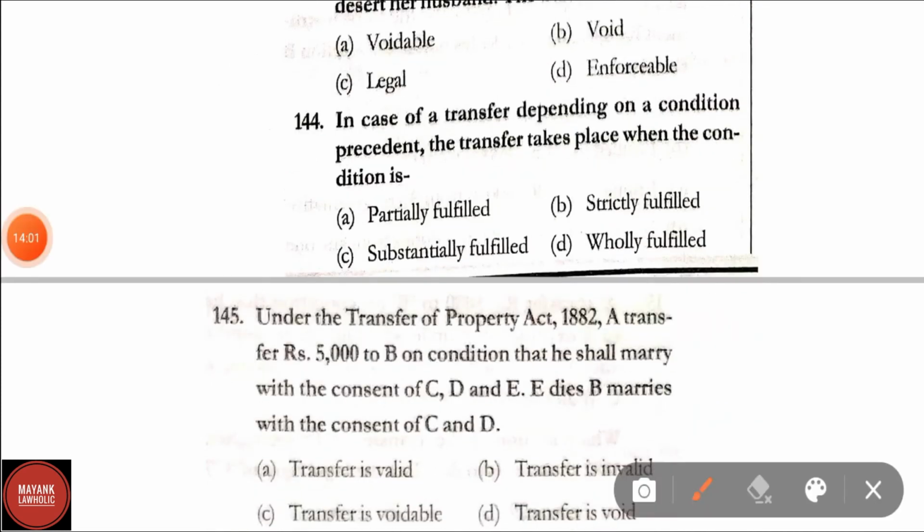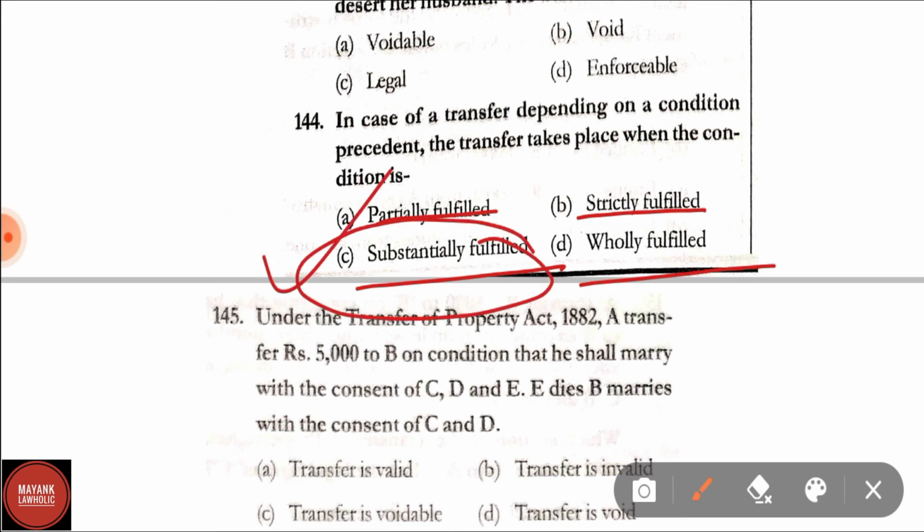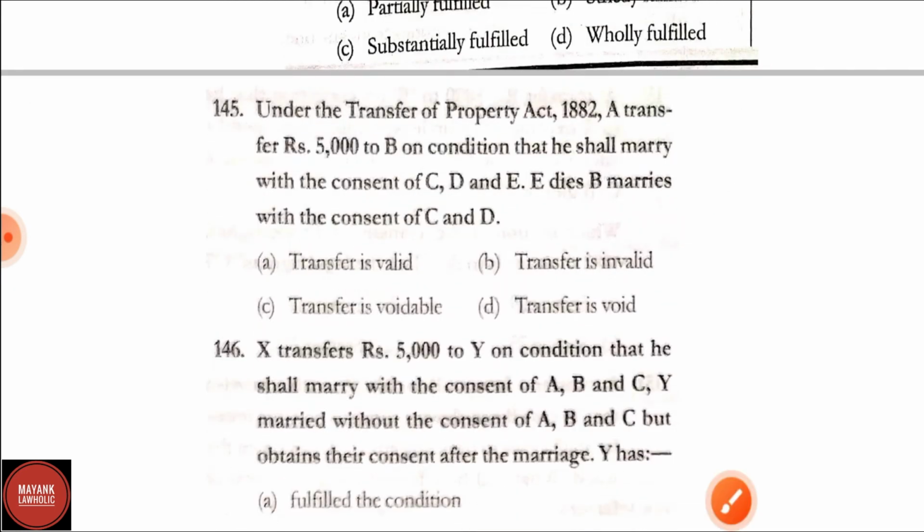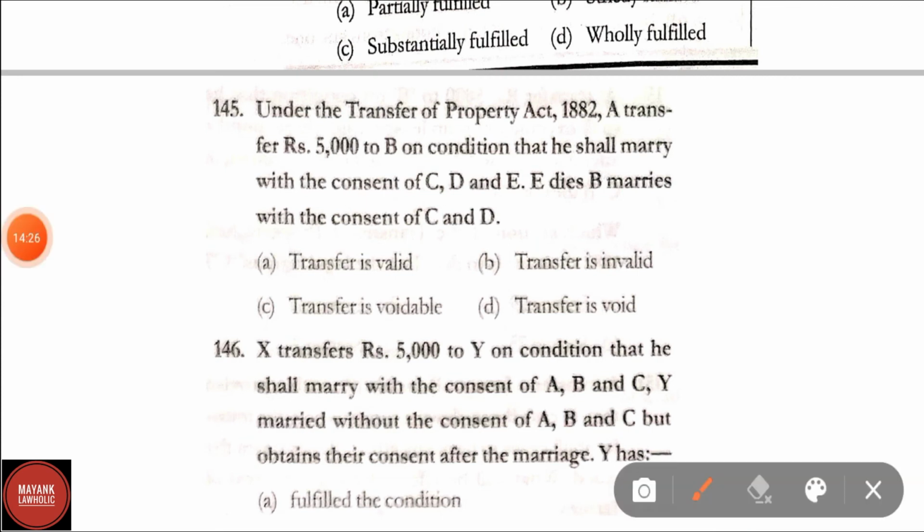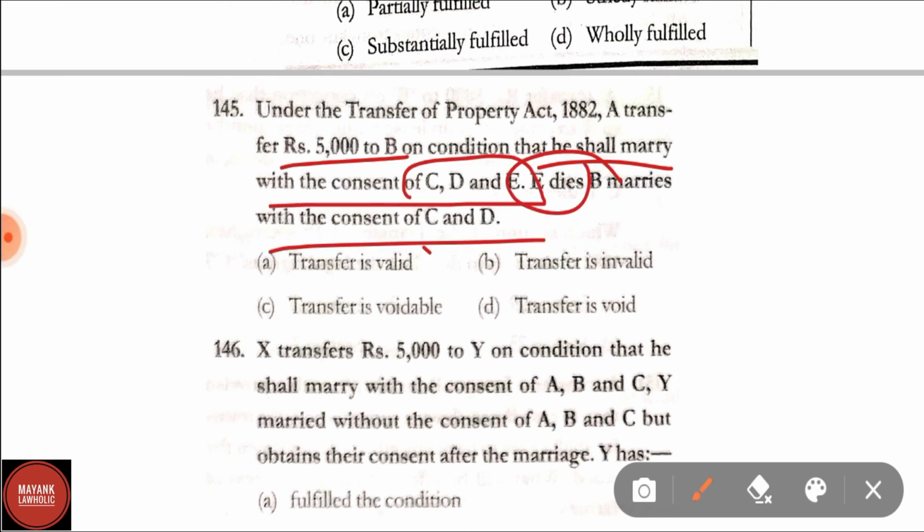Question number 144. In case of a transfer depending on a condition precedent, the transfer takes place when the condition is partially fulfilled, strictly fulfilled, substantially fulfilled, wholly fulfilled. Here the correct answer is option C, that is substantially fulfilled. Question number 145. Under the TPA 1882, A transfers rupees 5000 to B on a condition that he shall marry with the consent of C, D and E. E dies, B marries with the consent of C and D. Here transfer is valid. Option A is the right answer.